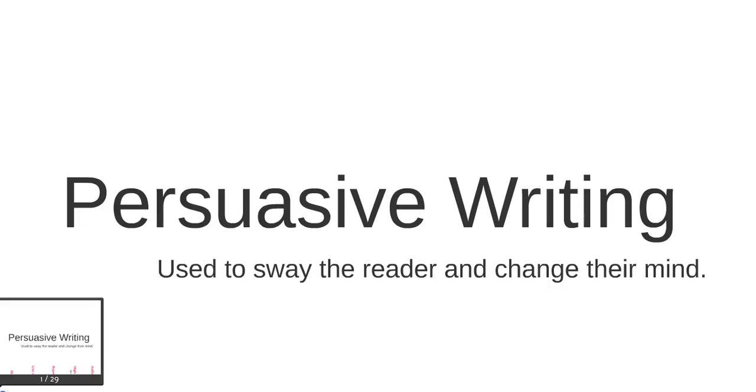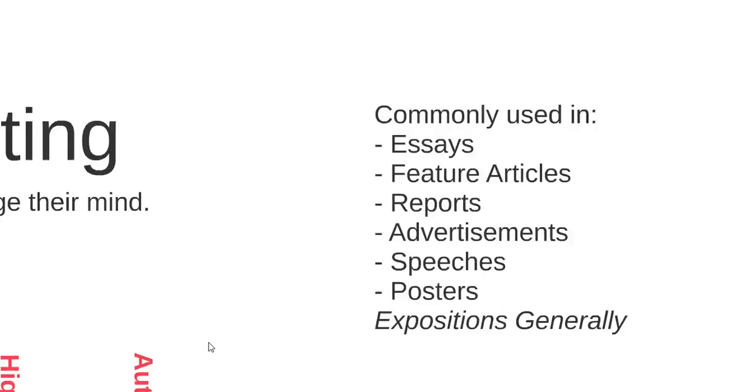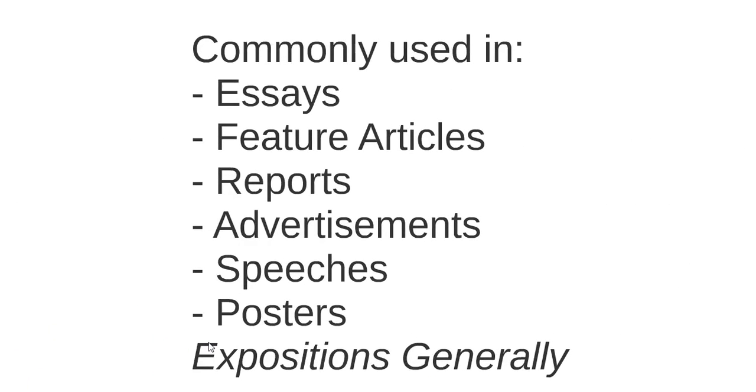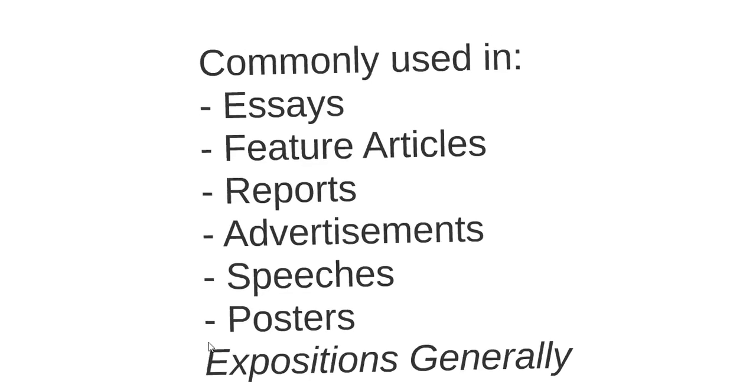In this video, we're going to be focusing on the use of persuasive writing. Persuasive writing is the type of writing when you're trying to change somebody's mind or sway their opinion. It's used in a whole variety of texts: essays, feature articles, reports, advertisements, speeches, posters. Any exposition text generally requires persuasion.